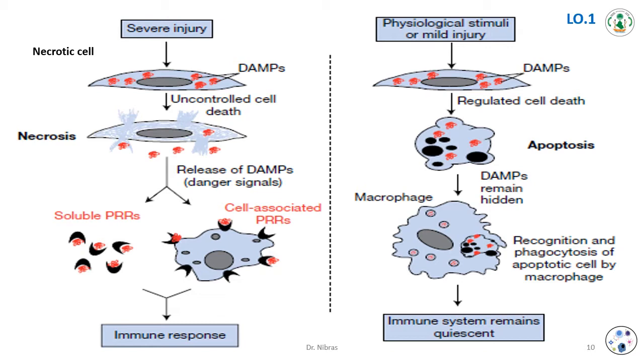while in necrotic cells, during severe injury where necrosis occurs, caused by tissue trauma, burns, or certain toxins, there is rapid swelling and rupture of the plasma membrane of the damaged cell. In that case, DAMPs will be released. During the rupture of necrotic cell plasma membranes, danger-associated molecular patterns called DAMPs are released and activate the immune system. Soluble pattern recognition receptors and cell-associated pattern recognition receptors will recognize these DAMPs and bind with them in order to stimulate the immune system.